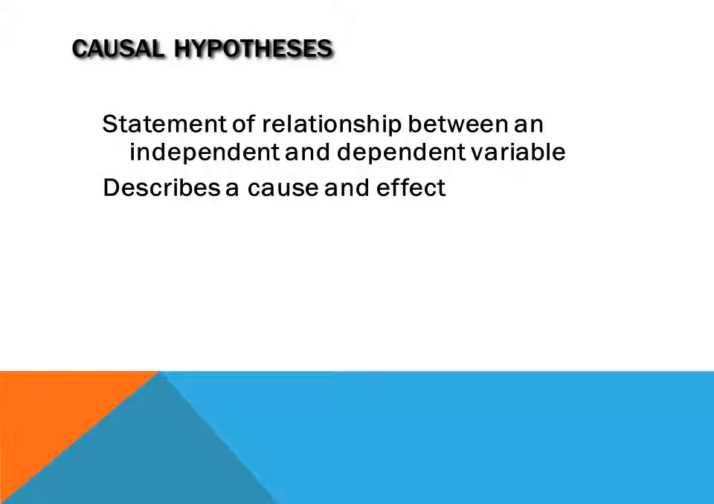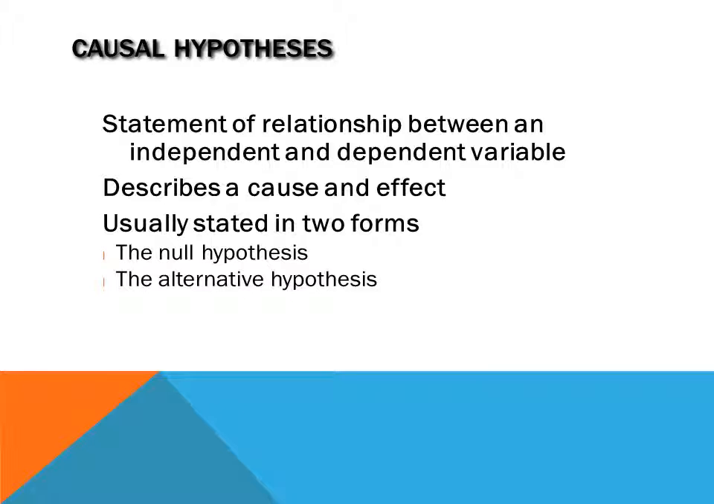What it does is it describes a cause and an effect, a relationship between the independent variable and the dependent variable. And causal hypotheses are usually stated in two forms, the null and the alternative. What's important to understand are two things. One, the alternative hypothesis is almost always the causal hypothesis, the hypothesis that you or I state, that you or I explicitly trust, explicitly attest. That is the causal hypothesis, and that is almost always the alternative hypothesis.